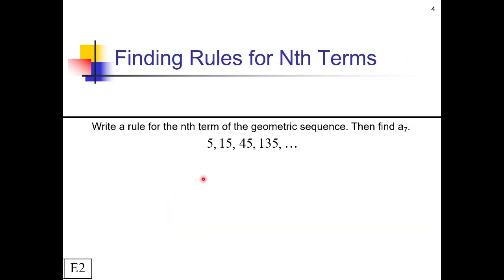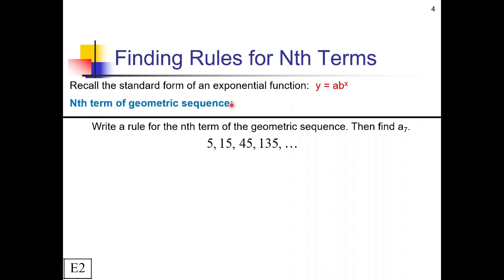For this next problem, they want us to write a rule for the nth term of this geometric sequence and then find the 7th term. So let's talk about a formula for the nth term of any geometric sequence. So recall that a geometric sequence has an exponential pattern. And recall what the exponential standard form looks like for an exponential function. That was y equals a times b to the x, or ab to the t, however you want to write it there. So we're going to write a geometric sequence sort of equivalent to this. So this will be a formula for the nth term of a geometric sequence.